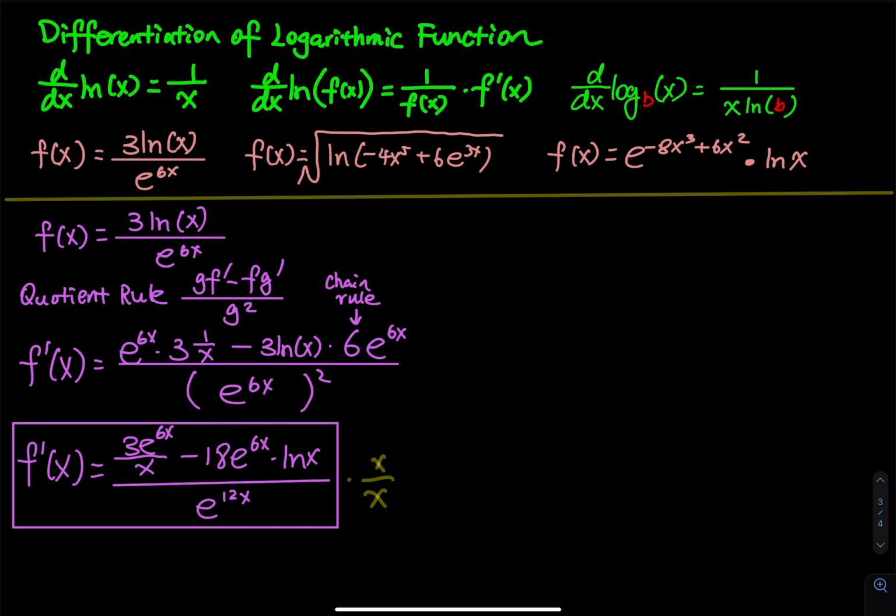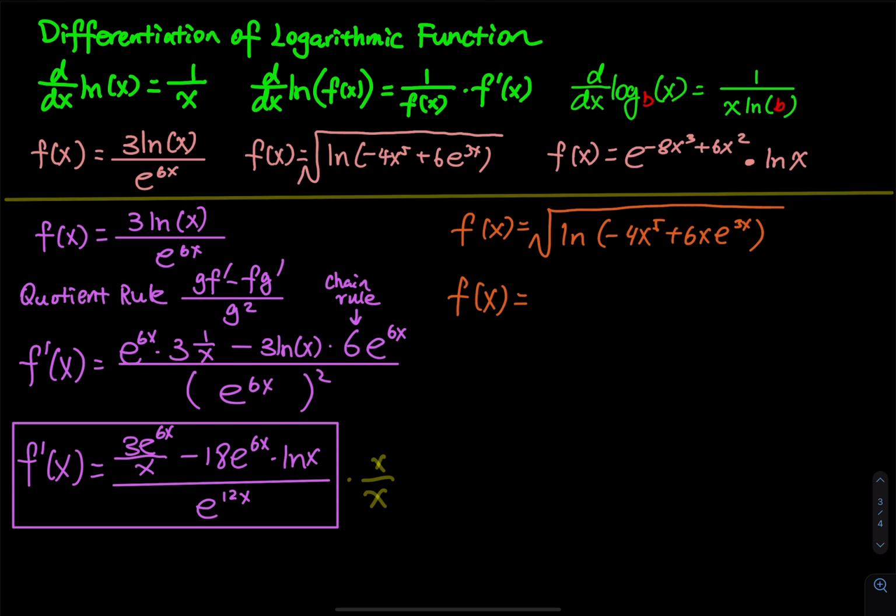So the second function, we have this. We have f of x equals a big square root of ln of negative 4x to the 5th plus 6x e to the 3x, and then close parentheses. That is the same thing as a half power, right? So we have f of x equals the entire ln raised to the half power: ln of negative 4x to the 5th plus 6x e to the 3x.